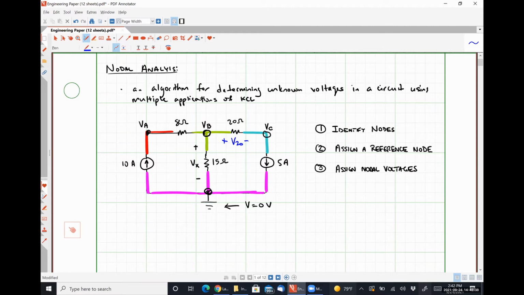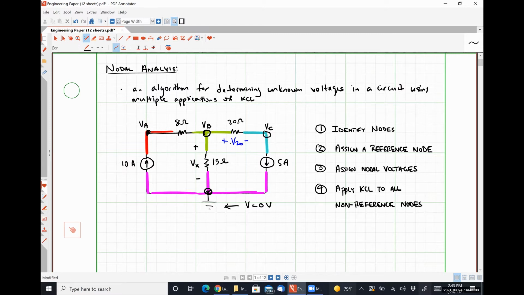And so I hope it's becoming pretty obvious that we can actually determine any and every voltage in a circuit if we can figure out what these nodal voltages are, because then we can just do simple combinations, Kirchhoff's voltage law and all that kind of good stuff, all right? So that's step one, step two, and step three. Step four will be to apply KCL to all non-reference nodes.